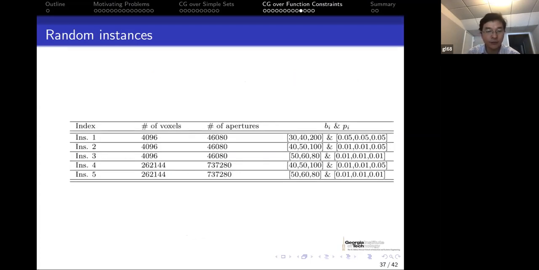So we first generate some random instances. As you know, because of the privacy issue, the real data sets for patients are very limited. So in order to compare our algorithms, we decided to randomly generate some instances. These instances are not very big in comparison with the real data set, but it is sufficient for us to compare different algorithms.